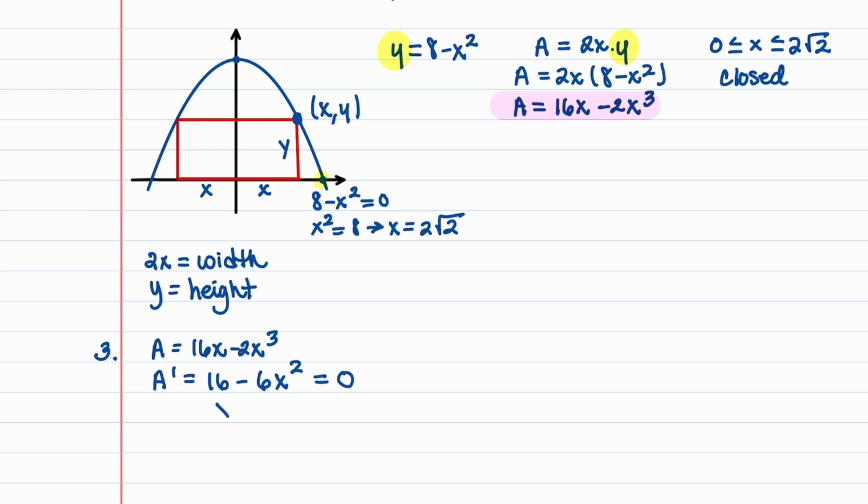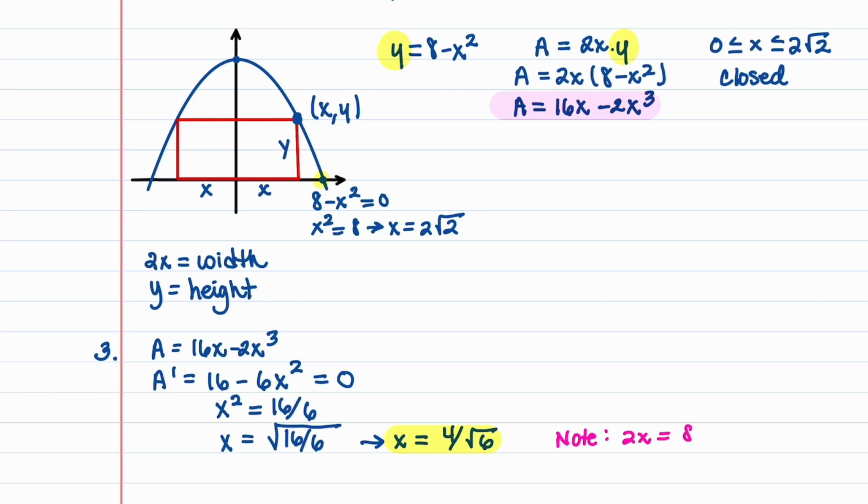This gives us x squared is equal to 16 divided by 6. Now we're going to take the square root. So x is the square root of 16 divided by 6. So we can say that x is equal to 4 divided by the square root of 6. Let's go ahead and highlight this. And then notice that our base is equal to 2x. So I'm just going to make a note over here that 2x is equal to 8 divided by square root of 6.